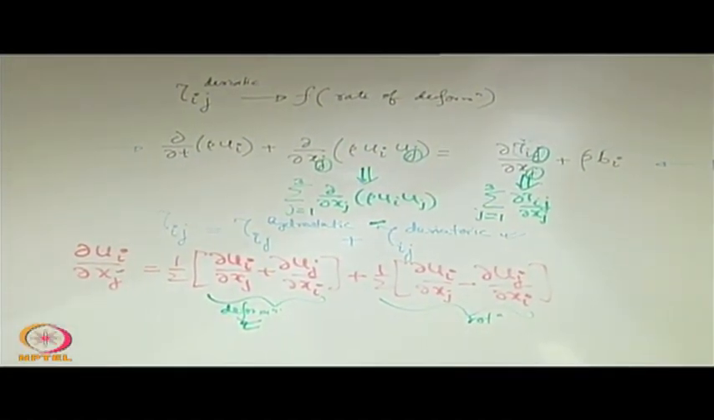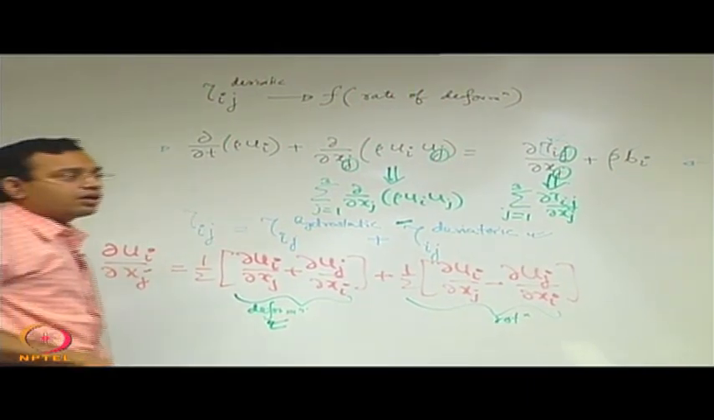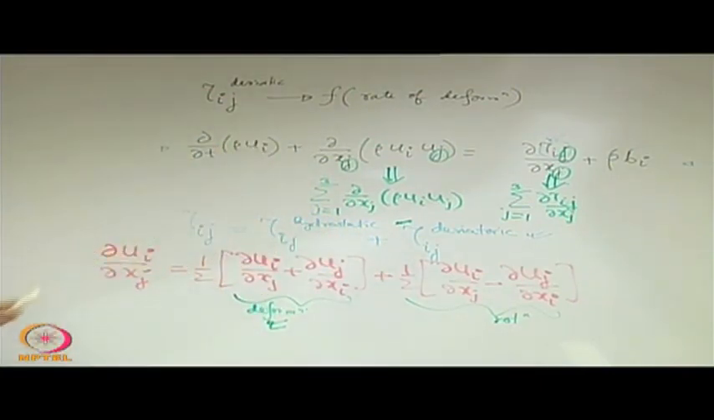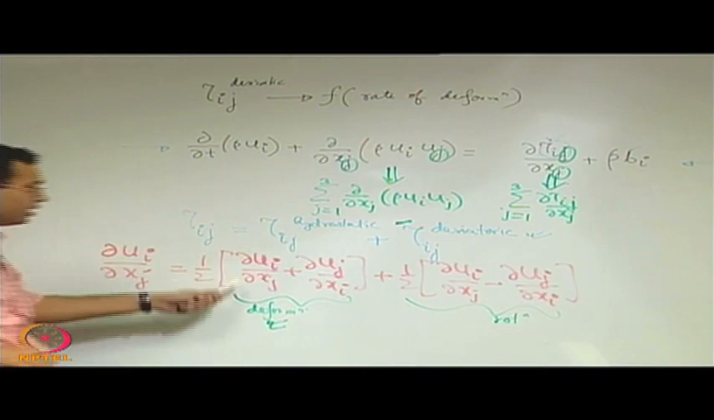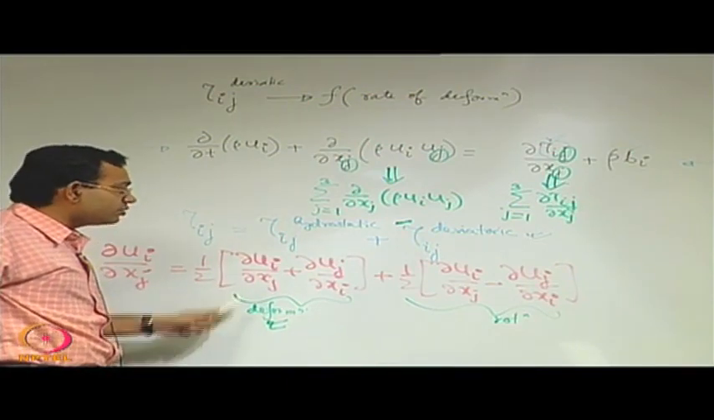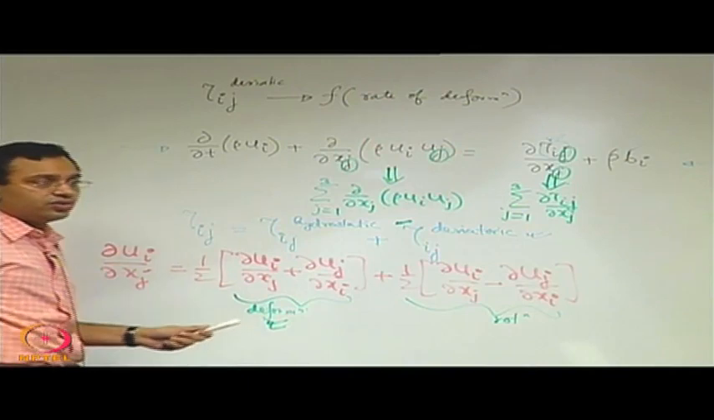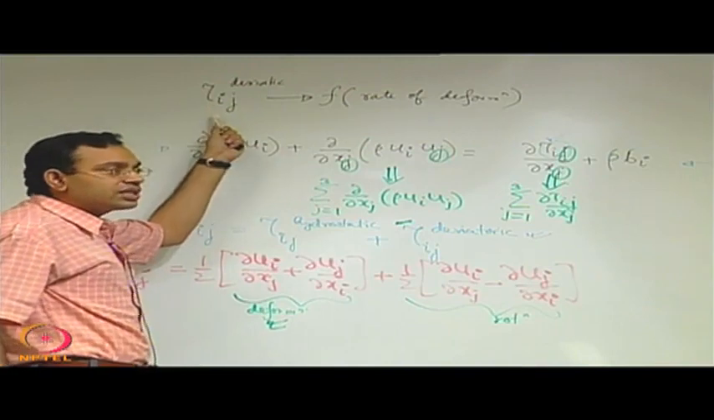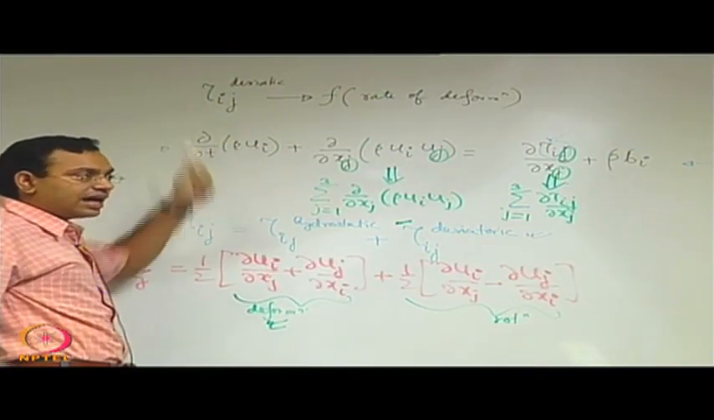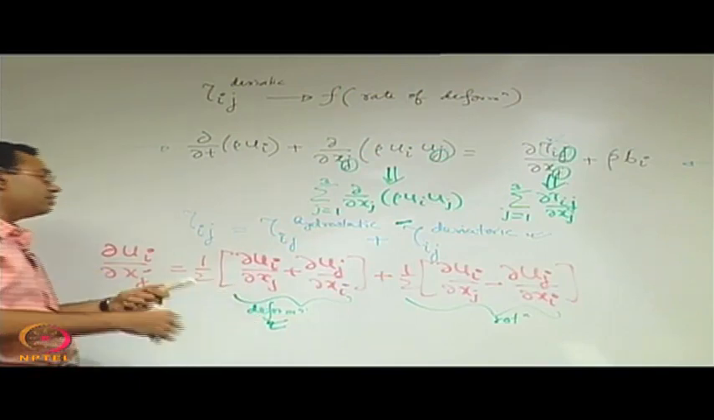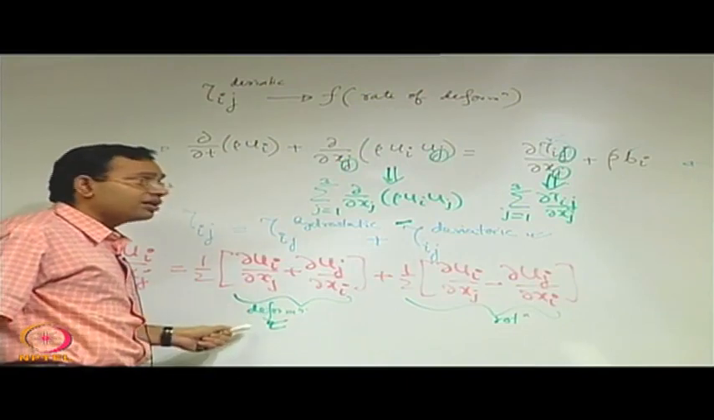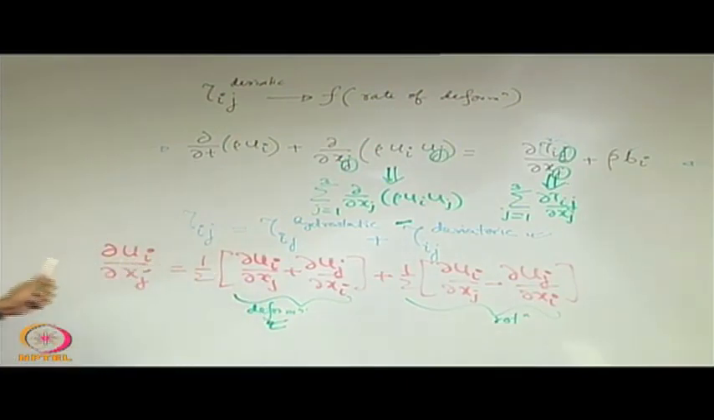Now, this function may be of whatever complex nature, and the important thing is it will depend on the rate of deformation, which is also a second order tensor. So, now we are interested in writing a function where the dependent variable is a second order tensor, and the independent variable on which it is going to depend is also a second order tensor, and we are interested in the functional relationship between these two.